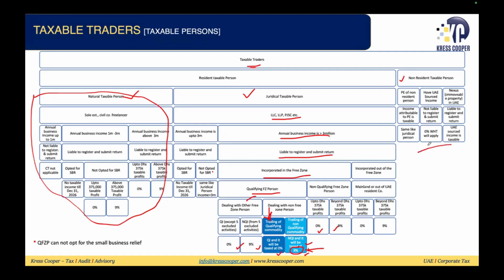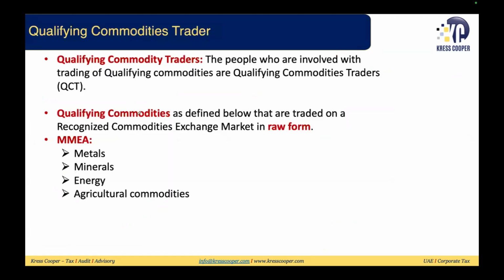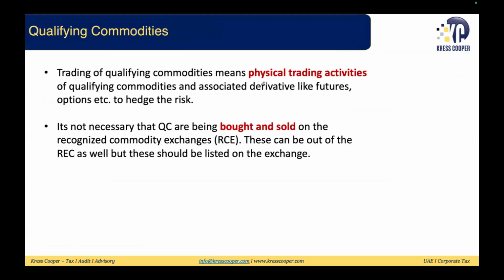Resident, non-resident, we will discuss. Coming back to the slide, qualifying commodity traders, we have already discussed. Qualifying commodities, we have already discussed: MEA, metals, minerals, energy, and agricultural commodities. We discussed that it should be physical trading activity. These are bought and sold on a recognized commodity exchange, but it is not compulsory that the goods are being sold there, because they are listed. These are bought and sold.